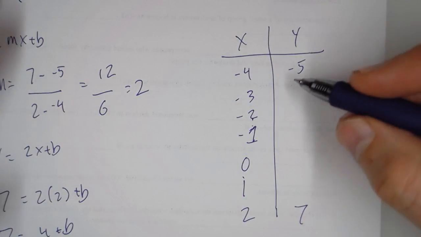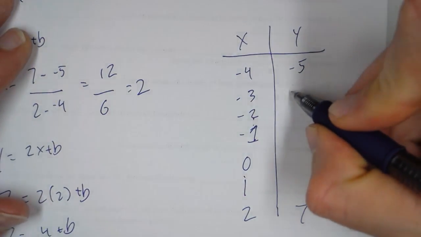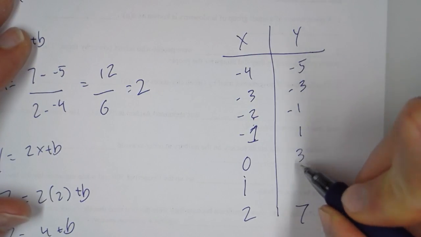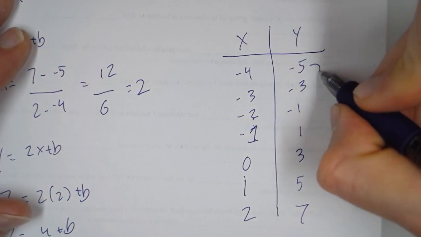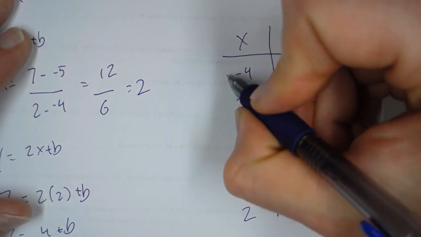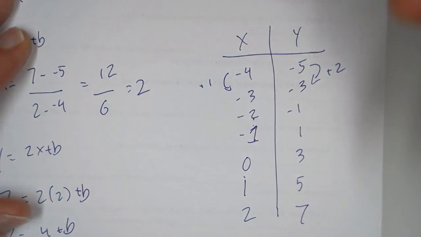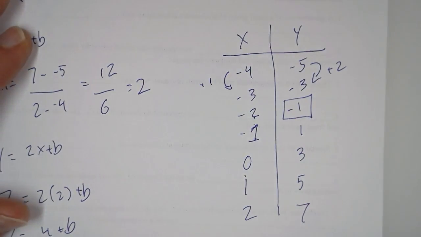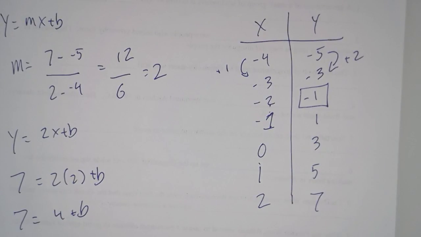And so for negative 3, the values are going to be negative 3, and then negative 1, 1, 3, and 5. So that's what the slope is. So as it turns out, when x is negative 2, the y value is negative 1. So there's a second way to find that same answer. And we're done.